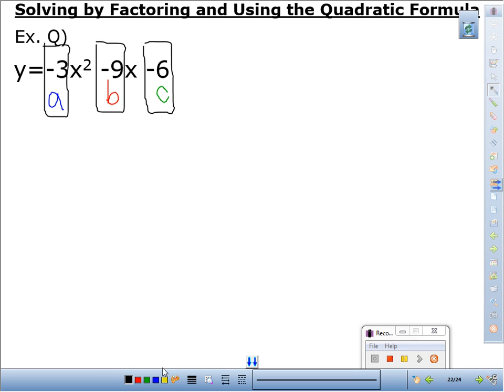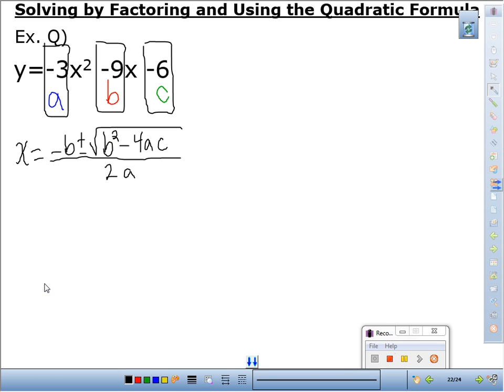All right. So step one, standard form. Step two, identify A, B, and C. Step three, write the quadratic formula and substitute values. So let's write our quadratic formula. X equals minus B plus minus square root B squared minus 4AC over 2A. Now let's substitute values.